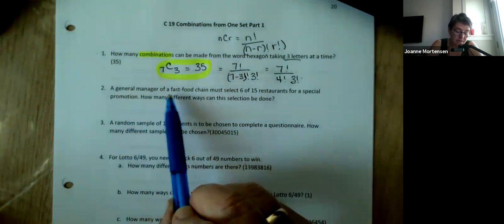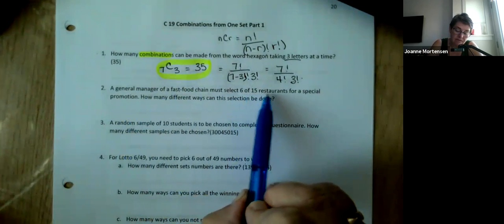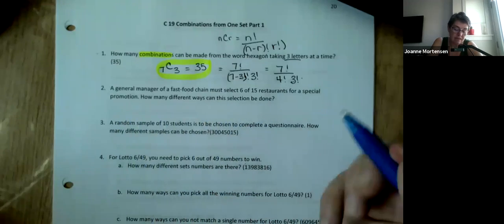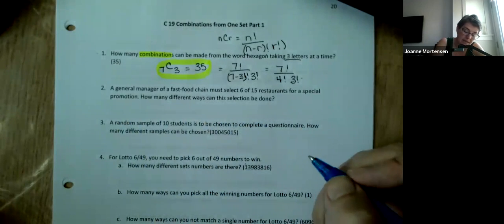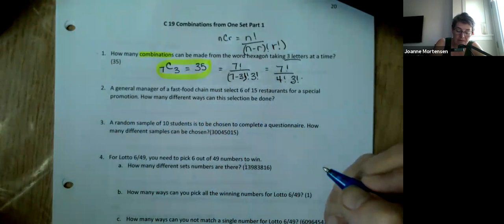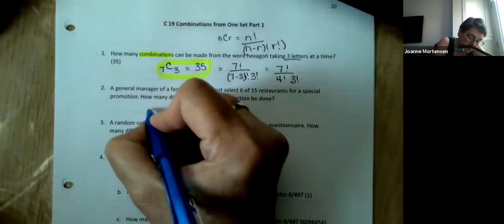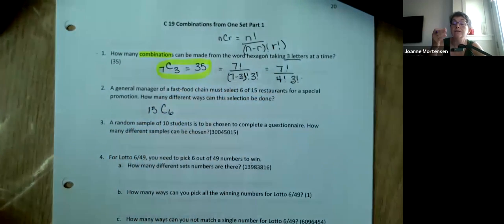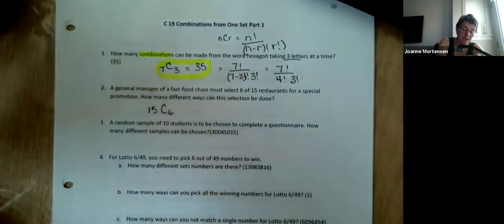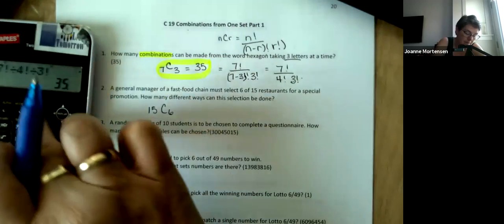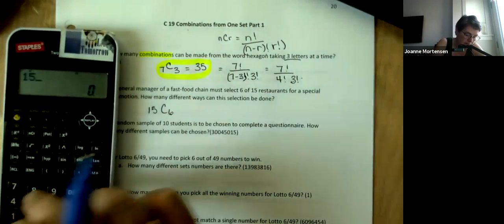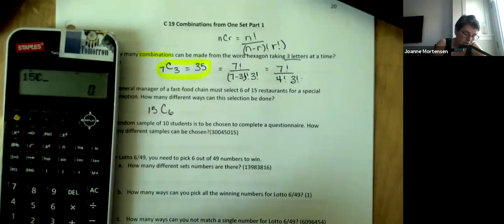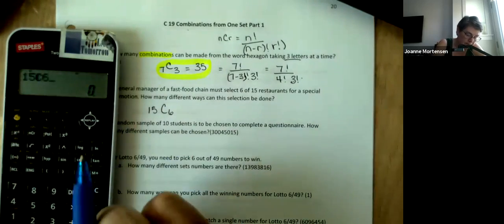A general manager of a fast food chain must select 6 of 15 restaurants for a special promotion. How many different ways can this selection be done? All right, so how many restaurants are there? There are 15, and he has to choose 6 of them for this promotion. Notice it doesn't say it's a different promotion in every store. So that's kind of a hint that it's going to be a combination, not to mention the top of the page says combination. So 15 choose 6.